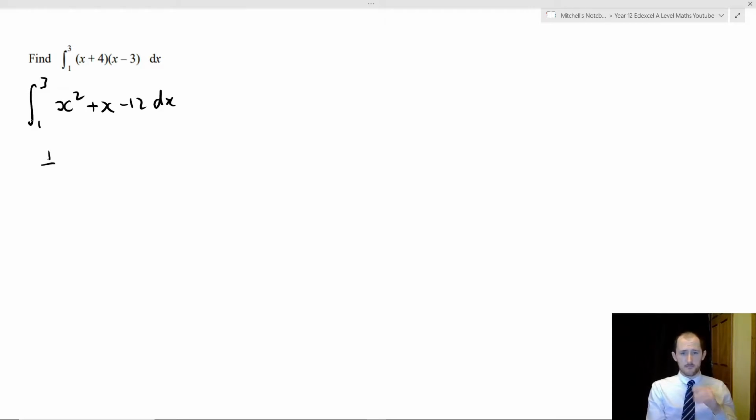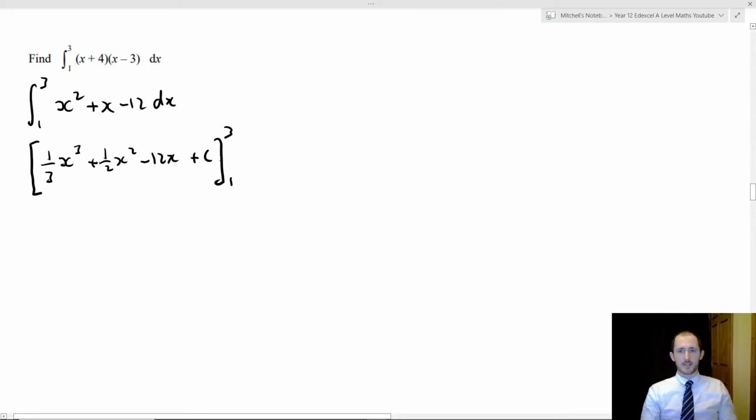So this would be a third x cubed plus... Now I'm going to still put the plus c, right? Now that might sound a bit weird to those of you that are just seeing this for the first time, but for those of you that have seen this before, you'll know I don't need to write the plus c when I sub in limits.